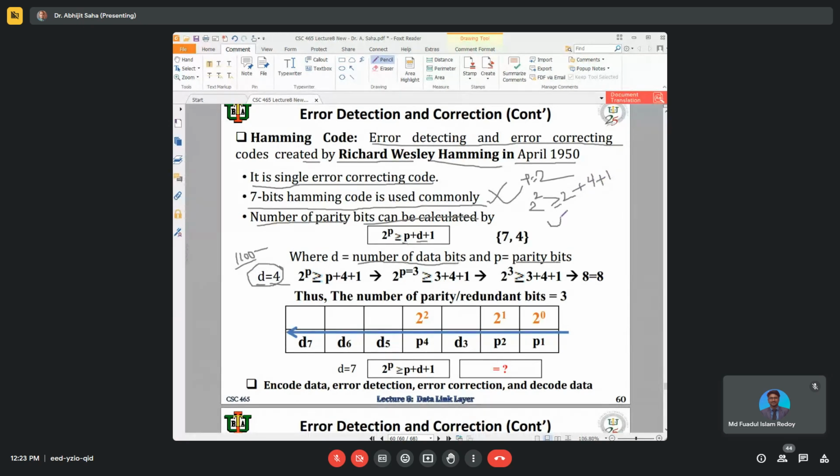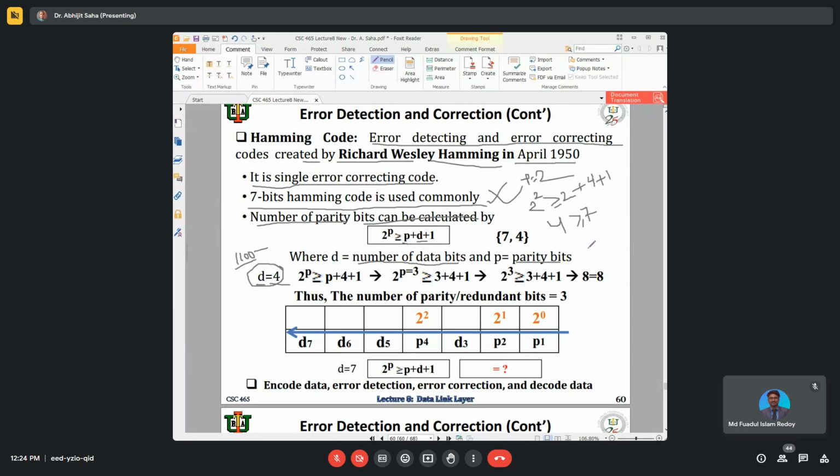If you calculate it, it's coming 4 greater than or equal to 7. Is it true or false? False, sir. Right, it is false. That means if I take 2 parity bits, it is not going to be enough for sending the 4 bits of data.